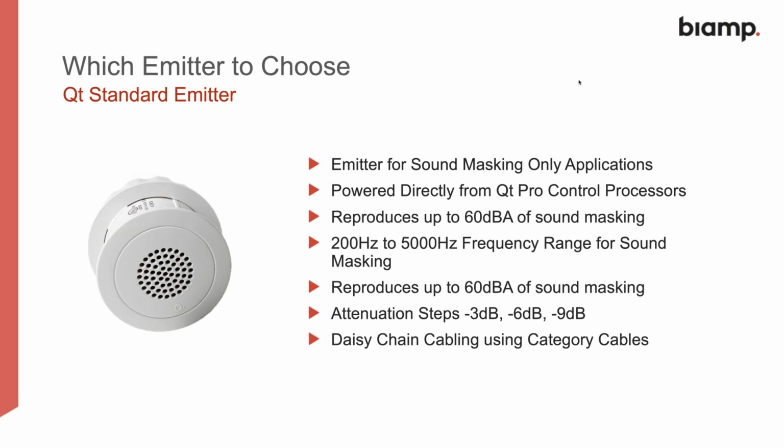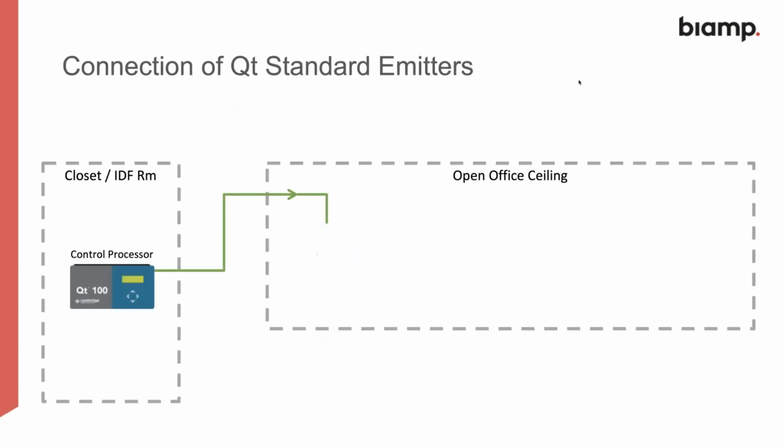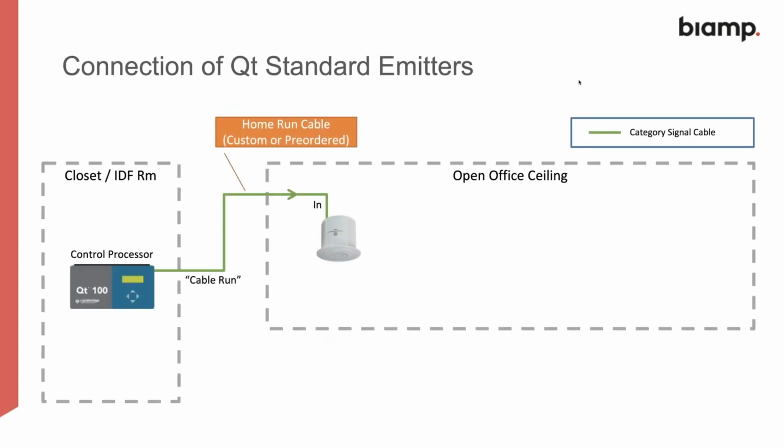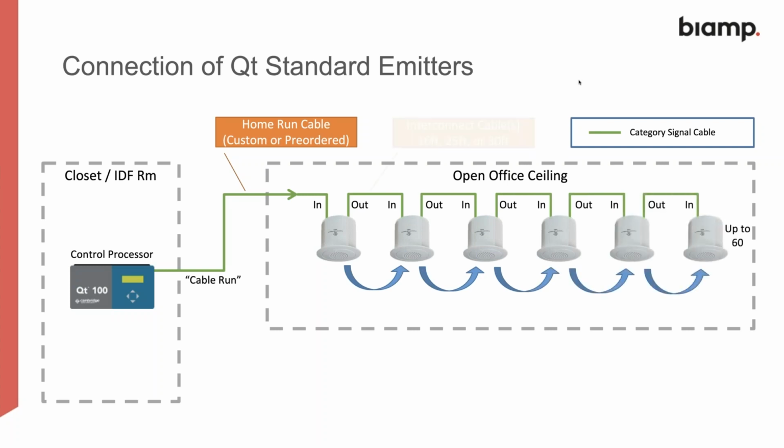As I mentioned before, it daisy chains using category type cables. So the standard connectivity for a processor is as here. So you go from the control processor itself into the first emitter, and then literally, as I mentioned earlier, you can daisy chain between the two emitters, and then you just keep going with interconnect cables of 16 feet, 25 feet, or 30 feet, which we can supply.